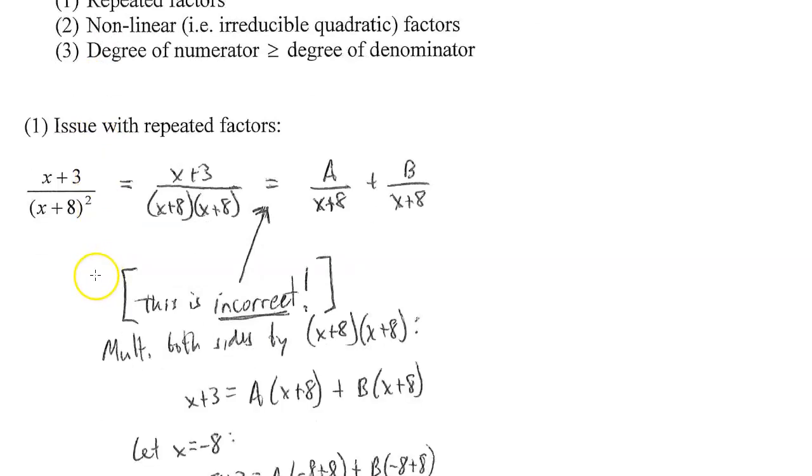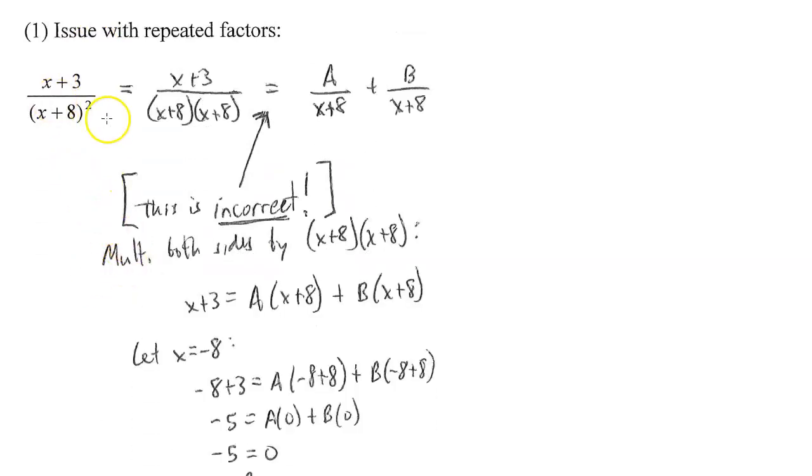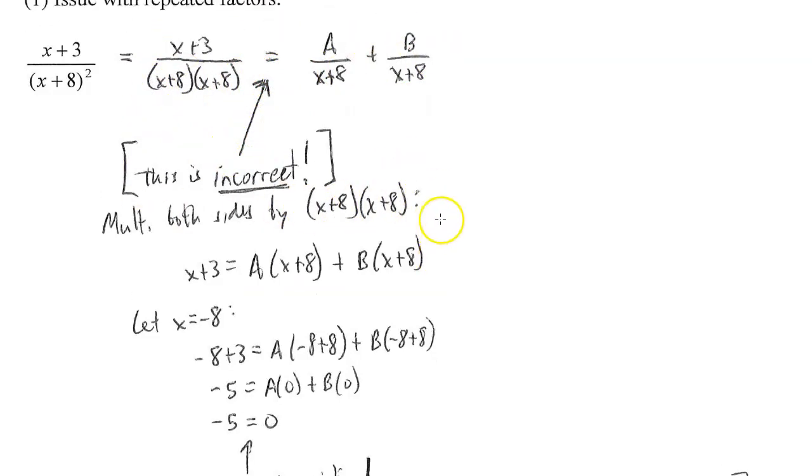So first of all, what do we do with repeated factors? Now, if we just went about this cavalierly like we were doing before, there's going to be an issue. If we have x plus 3 over x plus 8 times x plus 8, you might think, let's just do a over x plus 8 plus b over x plus 8. That seems reasonable. The problem is, and by the way, I put incorrect here because I don't want you to go back and look at these notes and think this is the way to do it. This is incorrect. If you were to multiply both sides by x plus 8 times x plus 8, the left side would just be x plus 3, since the x plus 8 and x plus 8 would cancel.